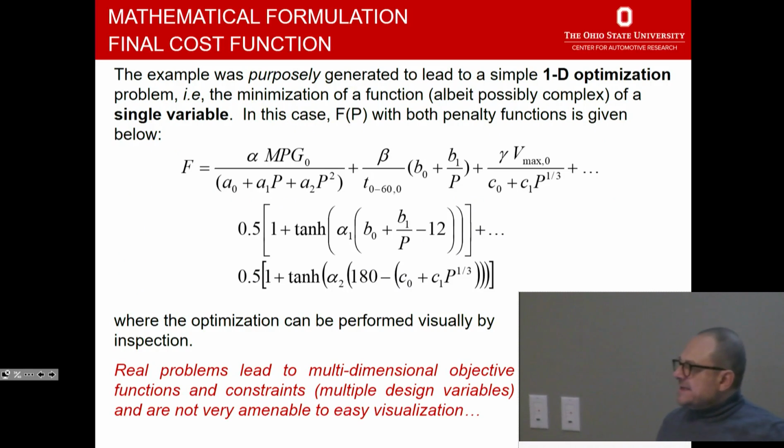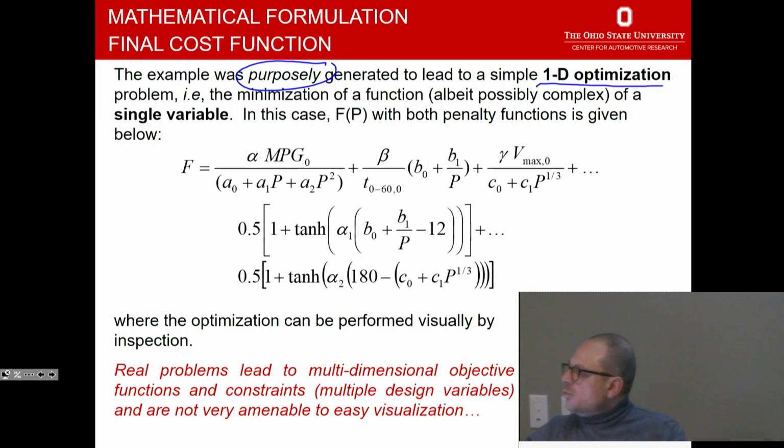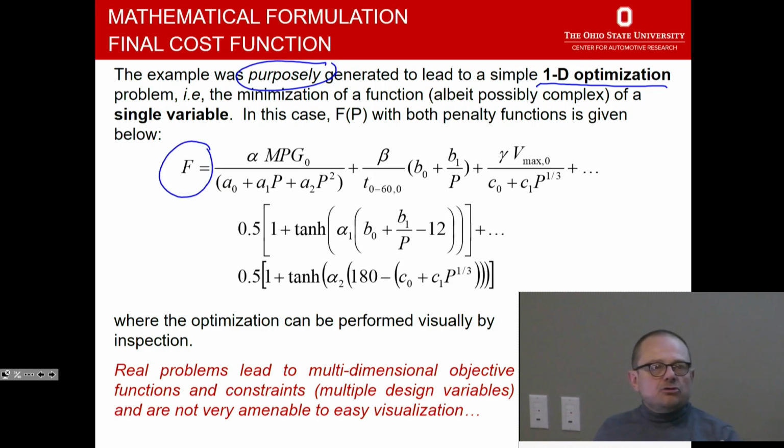So what I had said earlier was that this example was purposely generated to be a 1D optimization problem. What do I mean by a one-dimensional optimization problem? What I mean is that I am just simply trying to minimize a single variable, f, okay? And I wrote a weighted sum, I put in some constraints, but fundamentally, I was just minimizing just one f.